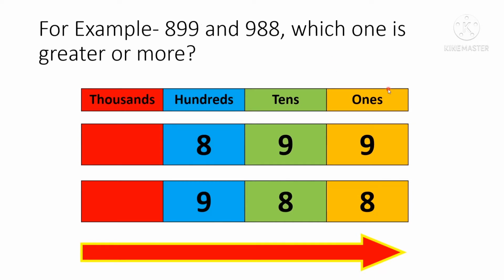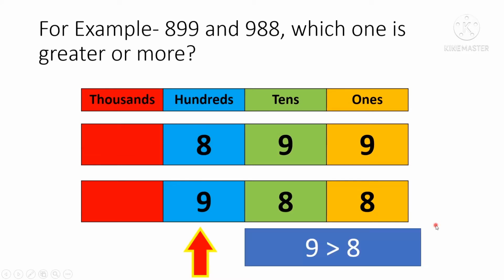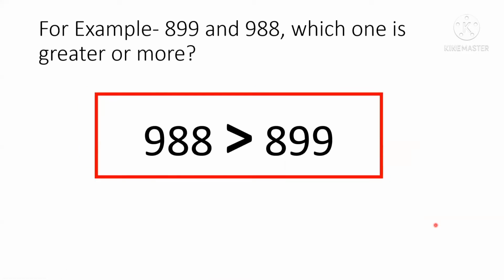The bigger number is number 9. So 9 is greater than 8. So here we write our answer like this. 988 is greater than 899.